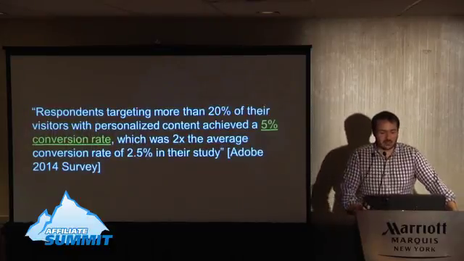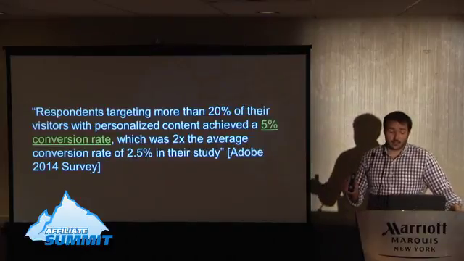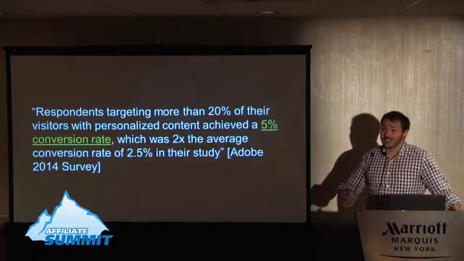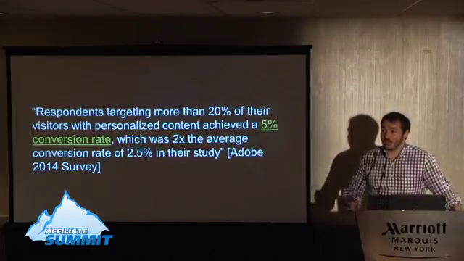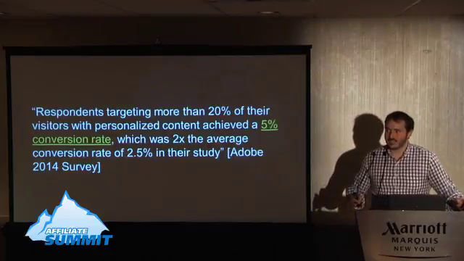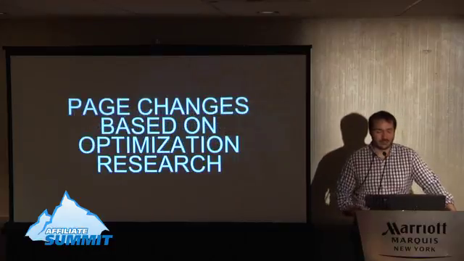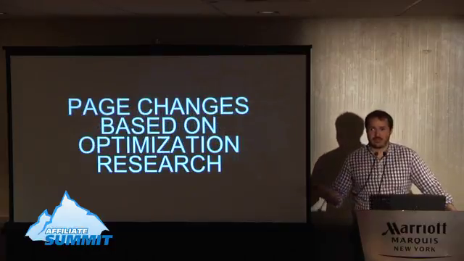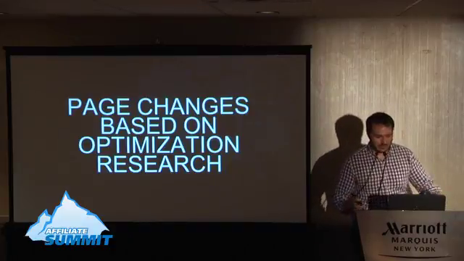And people have found that respondents targeting more than 20% of their visitors with personalized content achieve a 5% conversion rate, which is double the standard conversion rate, and that's by Adobe right there. So on-site retargeting is kind of like a more rugged version of real-time personalization. A lot of real-time personalization stuff costs a bunch of money and a lot of work. This is fairly easy, and it'll help you out. And we didn't need to test that. It was just, we have opportunity, let's exploit opportunity.